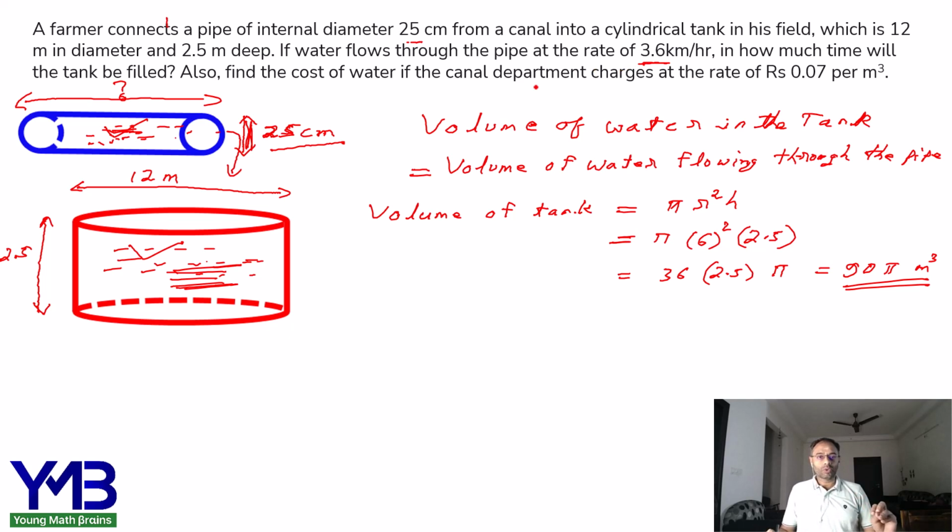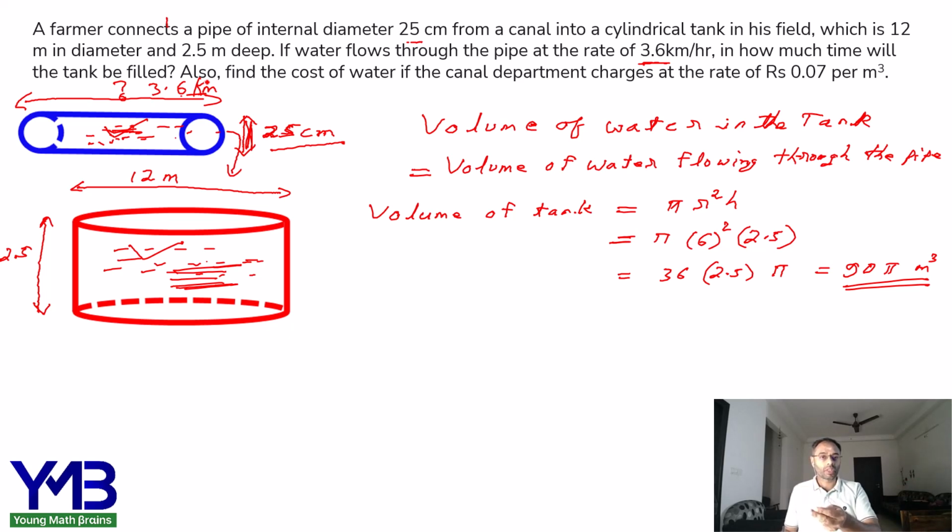So let us assume that this pipe is 3.6 kilometers long. Although that is not the case here, it is just for assumption. In 1 hour, the water would have flown 3.6 kilometers. That is the entire pipe. Water would have flown through the entire pipe. So in 1 hour, the volume of water flowing through this pipe would be pi r square h.